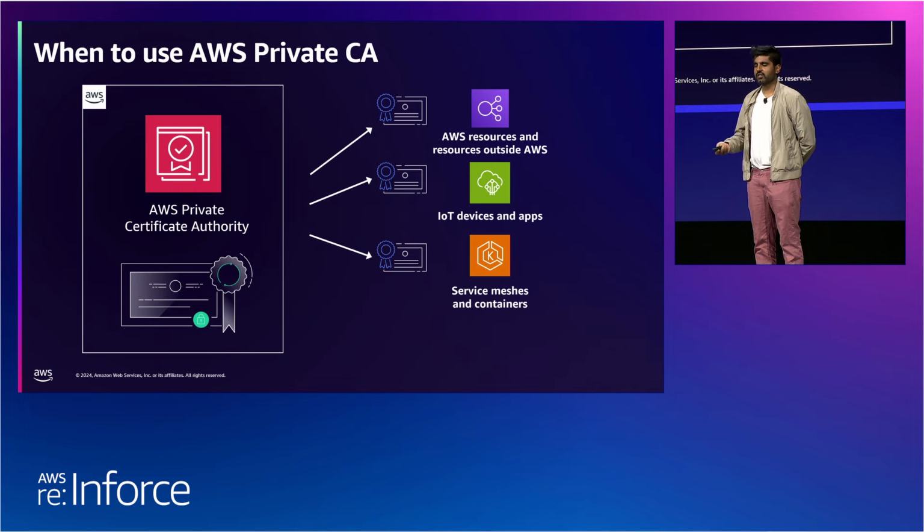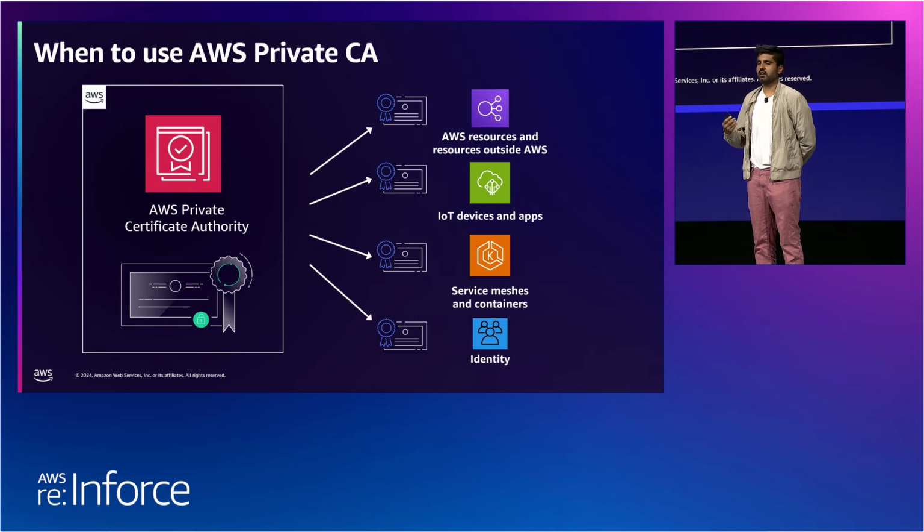Next, service meshes, containers. We kind of went through this in detail in the last slide, but this is the connector for Kubernetes. This is if you're using a service mesh. Again, 2 out of 3 containers running on the cloud run in AWS, so we expect this space to keep growing. If you're using service meshes and containers, AWS Private CA can hook you up with that, with certificates.